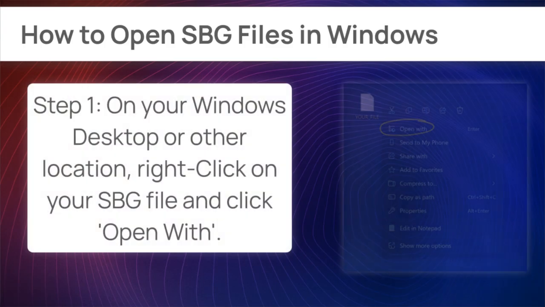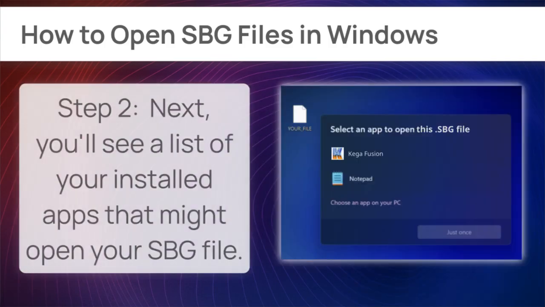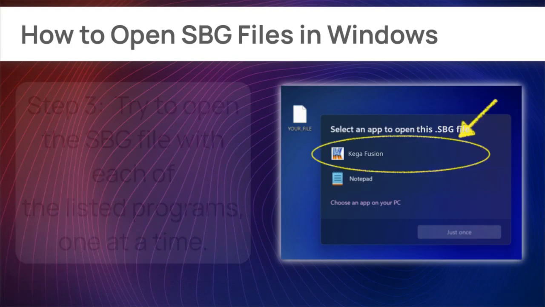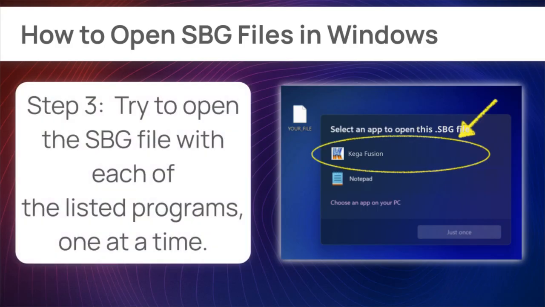Open the menu by right-clicking your SBG file and choosing Open With. Try SEGA Fusion first. If it's absent, select another program. This trial and error process is essential for troubleshooting.